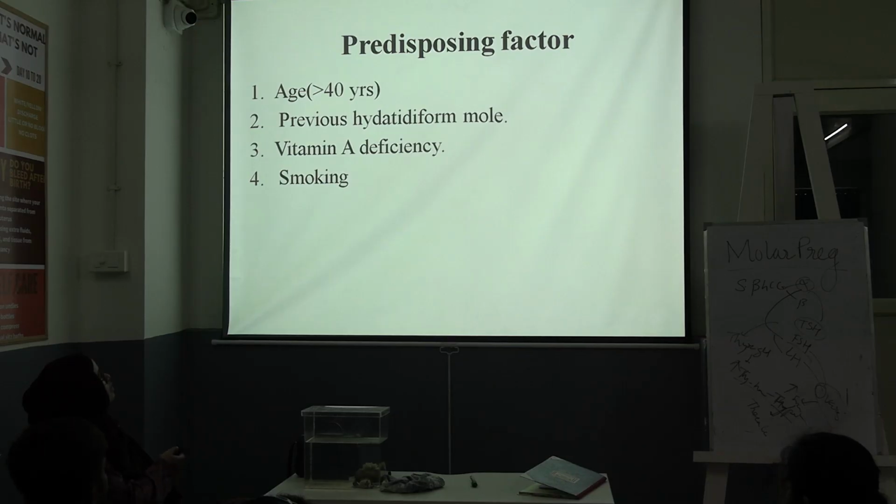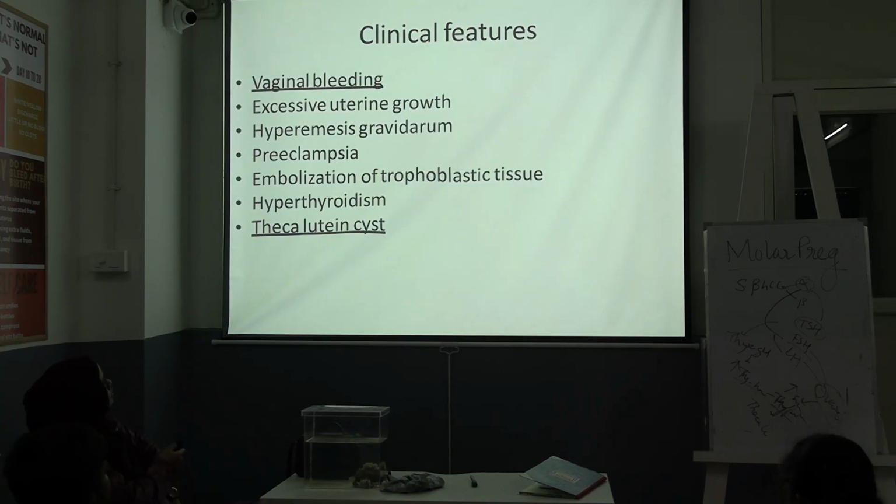What are the predisposing factors? Extremes of age, very less age, less than 20 years or more than 40 years, is a predisposing factor. Previous history of H-mole, vitamin A deficiency, this is a very important point, and smoking. So, there is excessive uterine growth in H-mole, hyperemesis gravidarum. There can be preeclampsia, there can be embolization. These grape-like vesicles can easily embolize and can cause pulmonary embolism, they can embolize to brain also, different parts of the body it can embolize, trophoblastic tissue. Hyperthyroidism already told you, theca lutein cyst already told you.